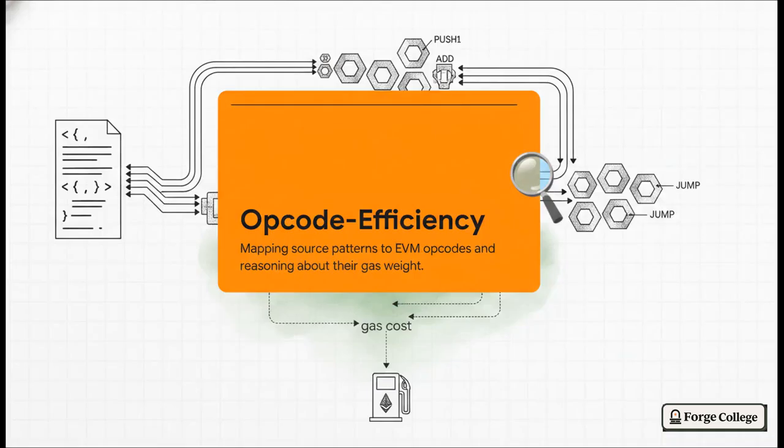So what exactly is opcode efficiency? It's basically the practice of mapping small source code patterns to the concrete EVM opcodes they compile into, and then reasoning about their gas weight. Think of it like this. Real optimization isn't about guessing. It's definitely not about relying on vague heuristic rules of thumb. It's about tracing your high-level code all the way down to those bare metal gears and pistons to find the heavy hitters. You really have to treat the high-level pattern, the compiler's emitted opcode sequence, and the actual gas cost as three separate explicit layers.